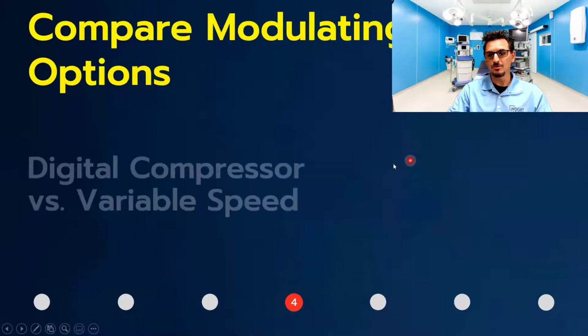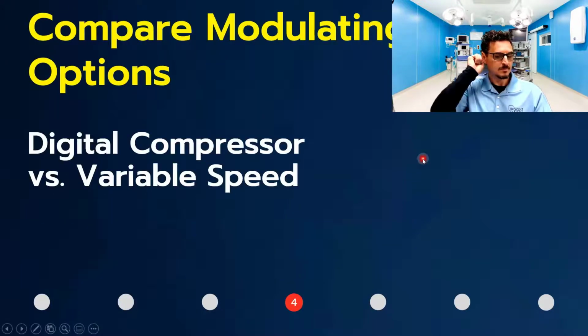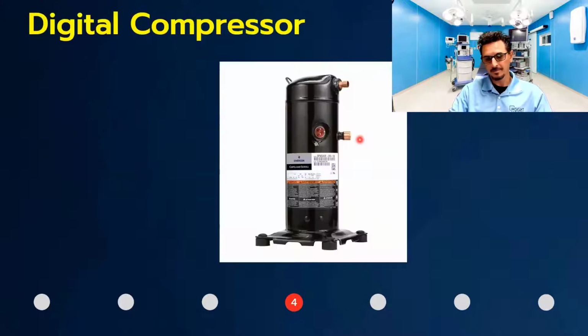Okay, so there's 2 common modulating compressor options today, the digital compressor and the variable speed compressor, and there's a lot of confusion about what the difference is between the 2, so I'm going to go over that real quick and give you the pros and cons of each in my humble opinion.